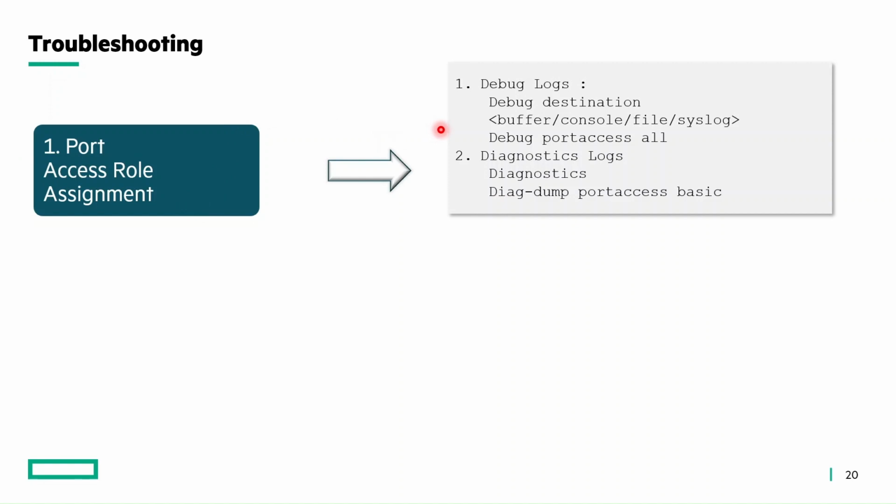First is enabling the debugging. You can enable the debug destination as any of them like buffer, console, file or syslog, and then module specific debug port access all has to be enabled. So this debug will log all the port access feature debug events. Next, in case you're not comfortable with the debug logs and wanted to view only the diagnostic logs, in that case, we can use this diagdump port access basic. It will display the diagdump output of port access module.